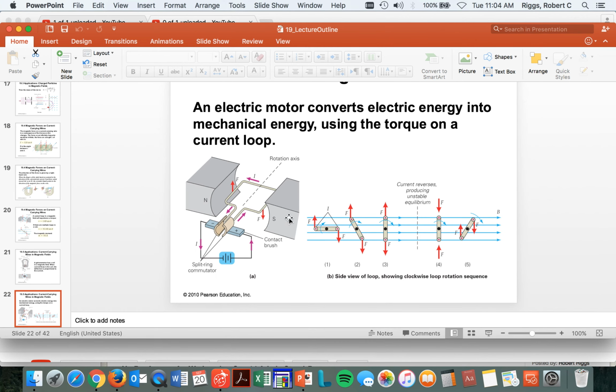But here's how it looks. An electric motor converts electric energy into mechanical energy using the torque on a current loop. It's a conceptual question. All right, we'll stop here.